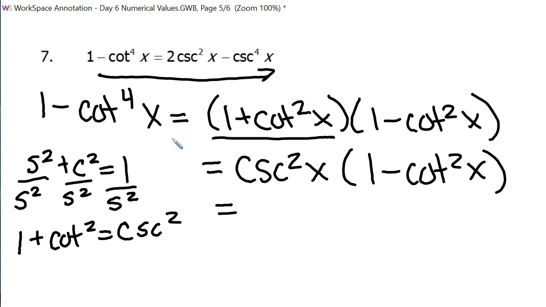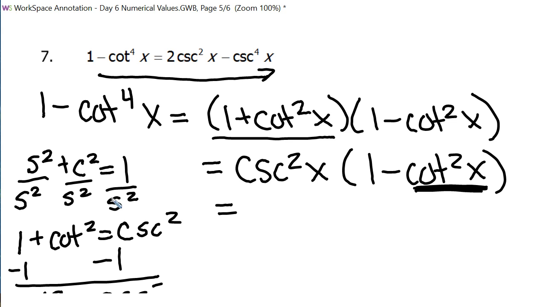Now, if I distributed, then I'd have cosecant squared times cotangent squared, but there's actually another trick I could do. Should my answer have a cotangent squared in it? No. So this cotangent squared, if I go back to my scratch work where I left off, solve this for cotangent squared. So I'd have to subtract 1 from both sides. So that gives me cotangent squared equals what? Cosecant squared minus 1. So back to my proof, instead of the cotangent squared, I'm going to replace it with cosecant squared minus 1. That way I don't have the cotangent squared anymore.